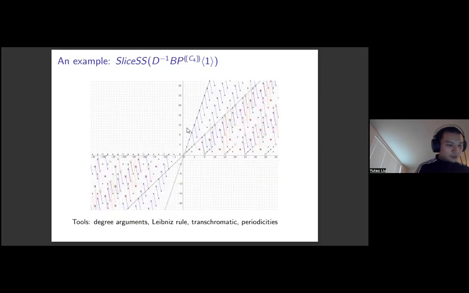So there are several tools we can use to compute this slice spectral sequence. In general, when we compute a general spectral sequence, we can apply some degree arguments. We can apply the Leibniz rule if the spectrum is a ring spectrum. Since now we are computing a slice spectral sequence, we can also use the transchromatic isomorphism, which tells us what happens above the line with slope 1, and we have two different periodicities, one from the Tate spectral sequence and one from the homotopy of the spectrum.